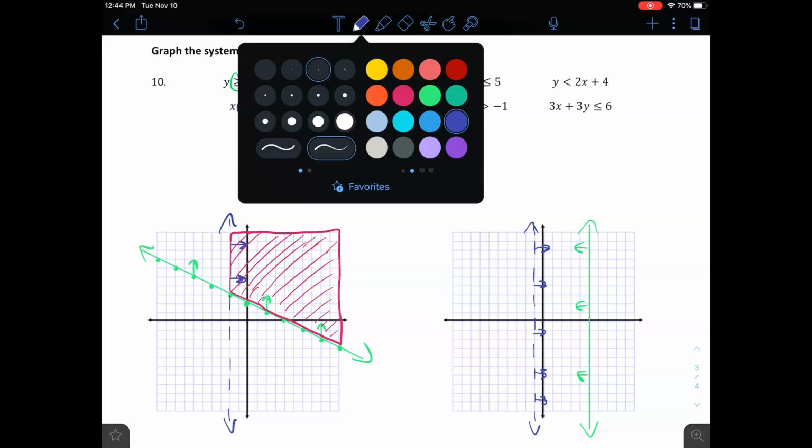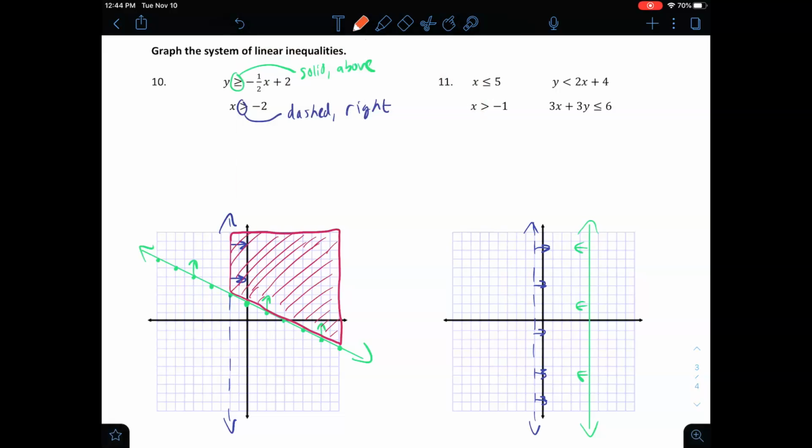And then we have y is less than 2x plus 4, so we're going to go up 4, 1, 2, 3, 4. Our slope is up 2 over 1, so up 2 over 1, up 2 over 1, down 2 left 1. That's a dashed line. And it's shaded below, so we're going to be below, or it's going to go in this area because this is below over here.